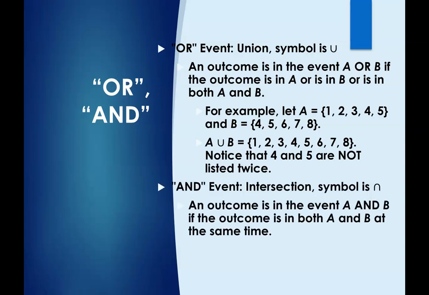So if we have and, that's an upside down horseshoe intersection. An outcome is in the event A and B if the outcome is in both A and B at the same time. So in this case, we already kind of talked about that. What is the intersection? Let's go ahead and jot that down in set notation.